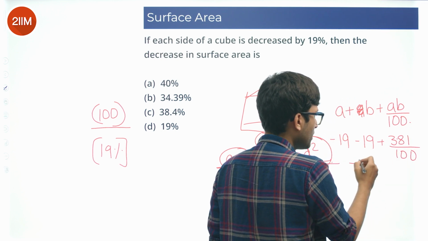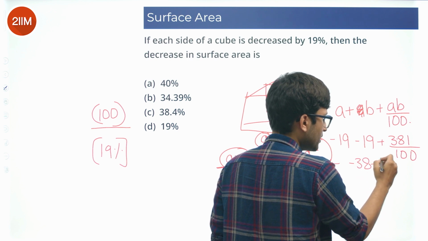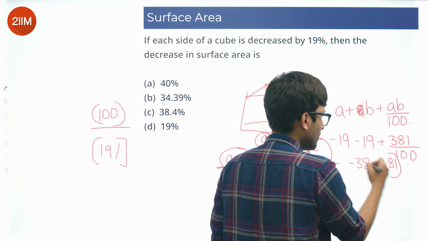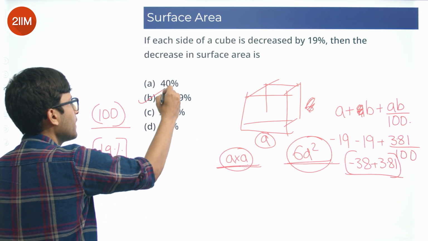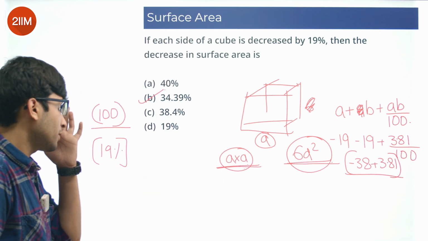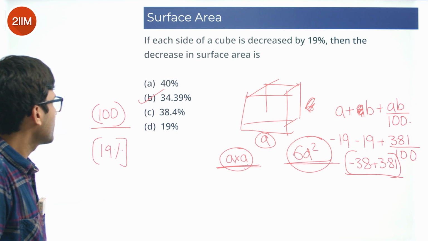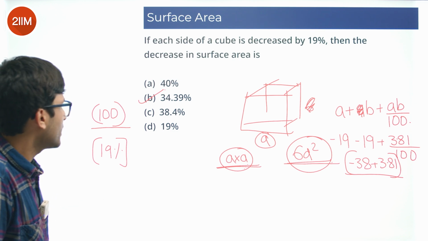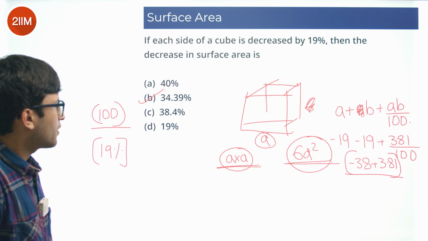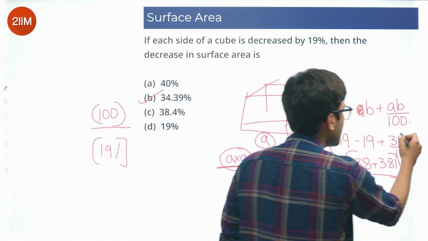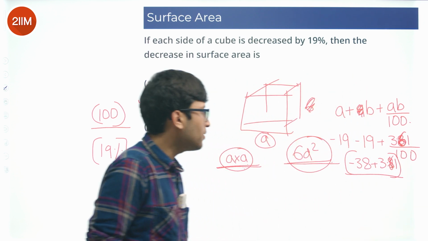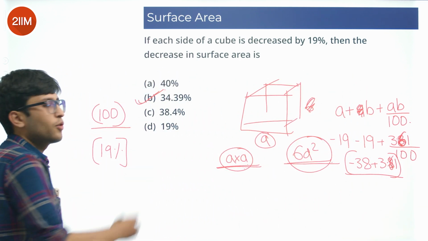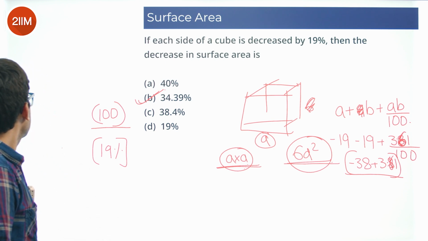So this will be equal to minus 38 plus 3.81. This value will be equal to 34.39. This would be my answer in this case. Yeah, perfect. Yeah, this is 361, not 381. 361 would be the value, and then I would be getting 34.39 as my answer. Let us check.